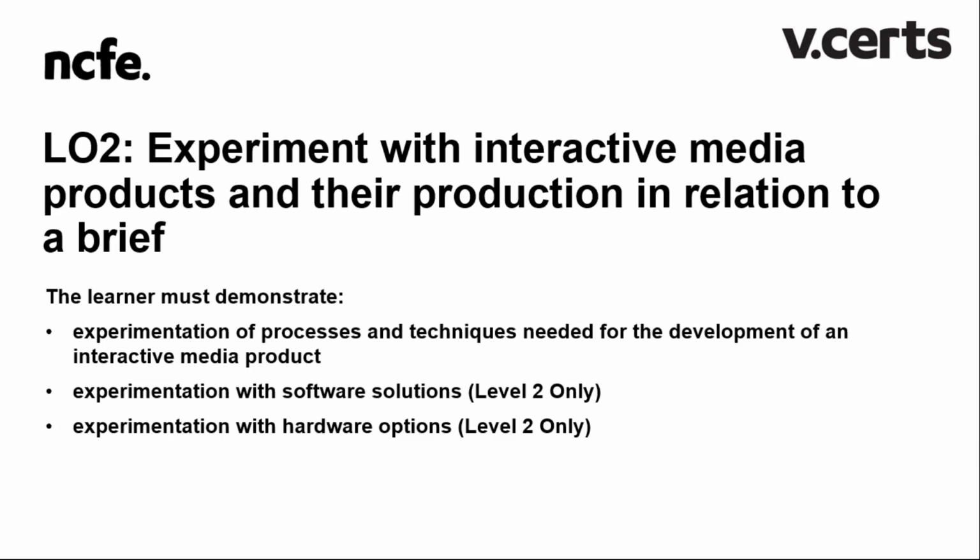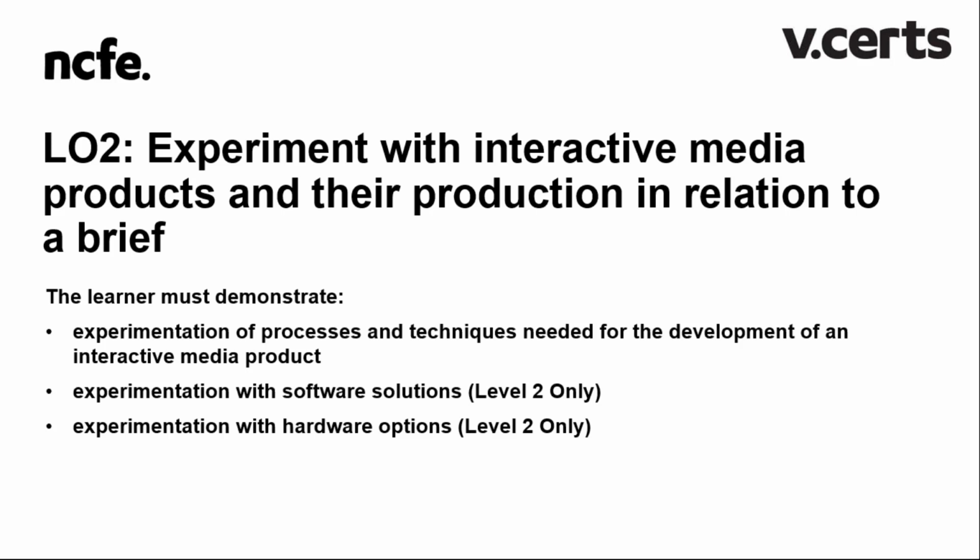So Learning Outcome 1 is very much investigate, and then this is allocate sufficient time for learners to be able to experiment. What they need to demonstrate within their evidence for this learning outcome is experimentation of processes and techniques needed for the development of an interactive media product. That is mandatory for level 1 and for level 2.